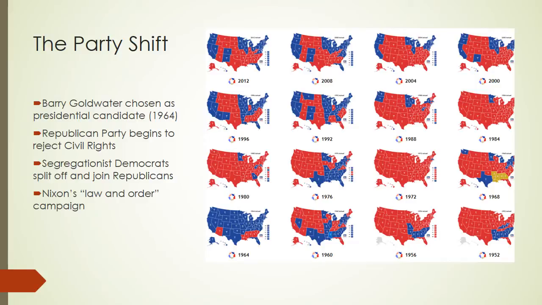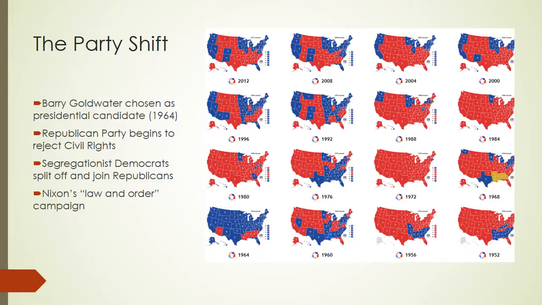He said extremism and the pursuit of justice is no vice, and there was a very famous political ad by the Democratic Party running against him that showed that he was such a fervent Cold Warrior that he was probably going to result in a nuclear apocalypse. This is the famous Daisy commercial.